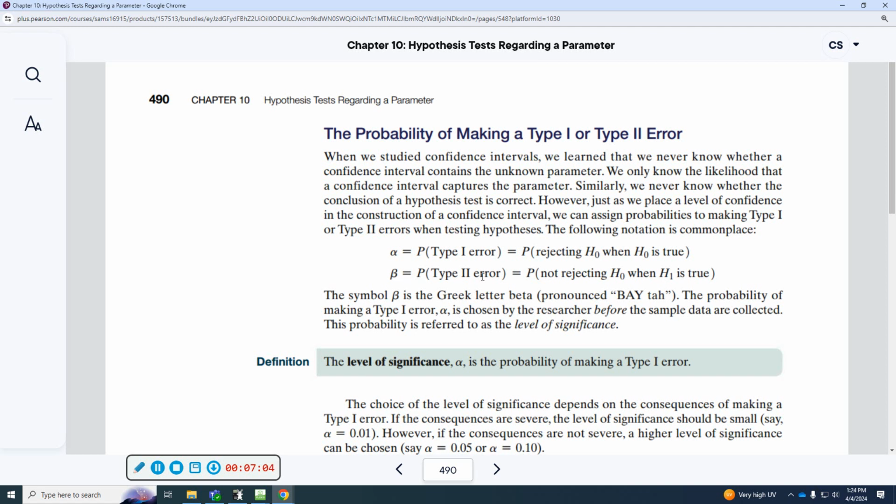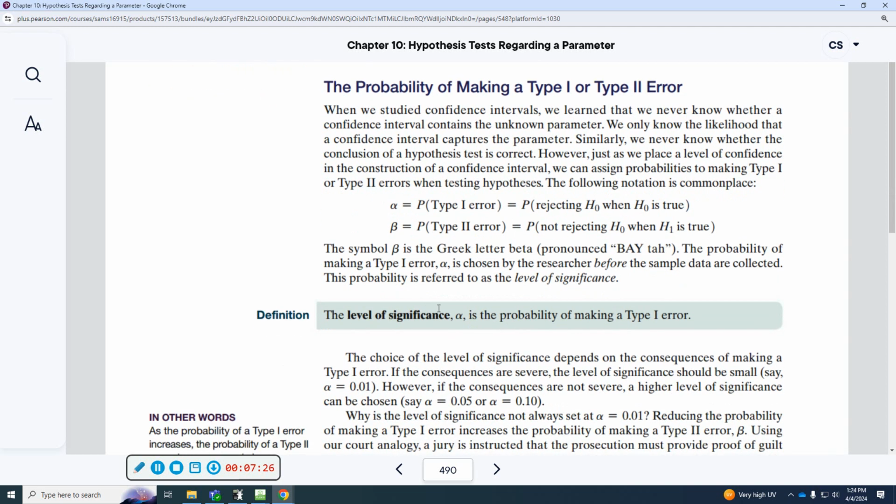Beta is the probability that we can have type 2 error, and that would be not rejecting H0. So we're assuming innocence, and we are saying that this person is not guilty when in fact they are guilty. So we are letting a guilty man go free, and this is how you figure out the probability of those two errors.